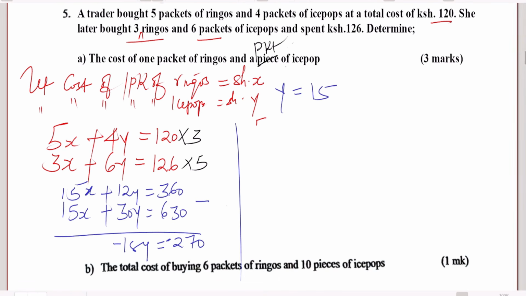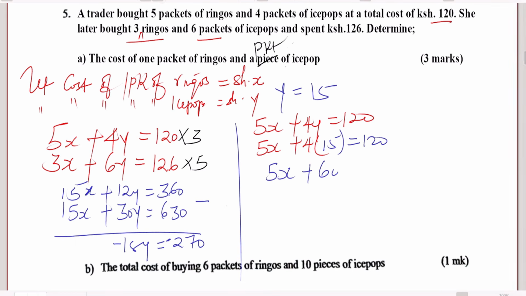I will take 5x plus 4y is equals to 120, and then I substitute 5x plus 4, y is 15. You just substitute that, and this will give 120. So 5x plus 60 is equals to 120. 5x will give 60. Take this on to the other side, so x will be 12.